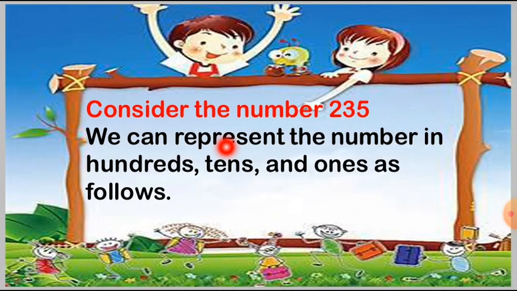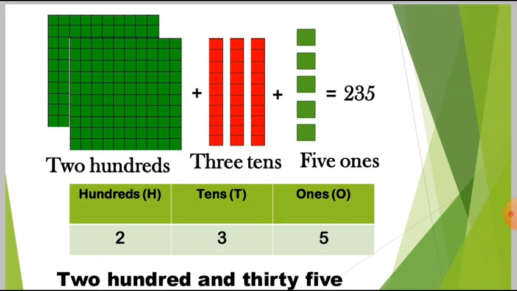Now consider another number. It is 235. How to read this number? 235. Okay. We can represent the number in hundreds, tens and ones as follows. Look children, in this number 200s are here. So 1, 2, 200s and 3 tens, that is 1, 2, 3. 3 tens and 5 ones are here. Okay. So 200s, 3 tens and 5 ones.